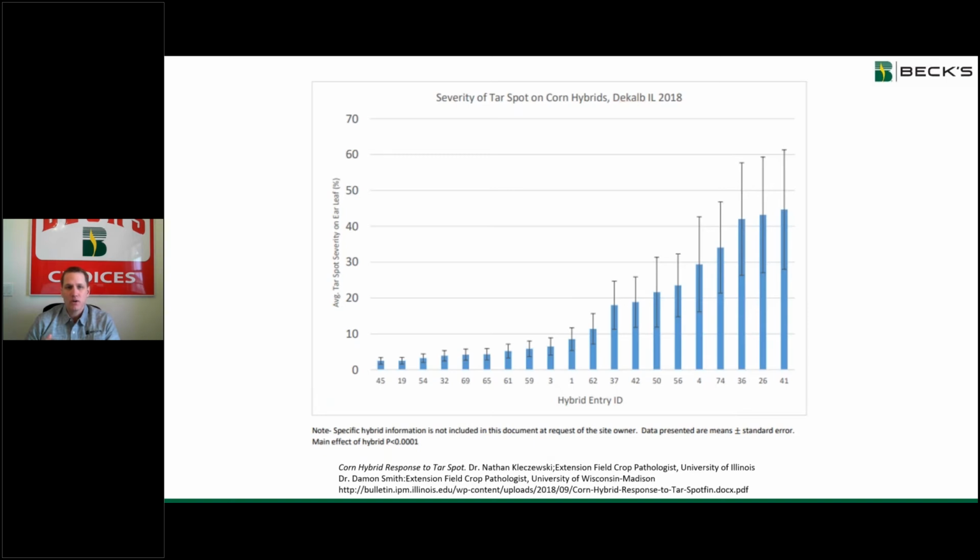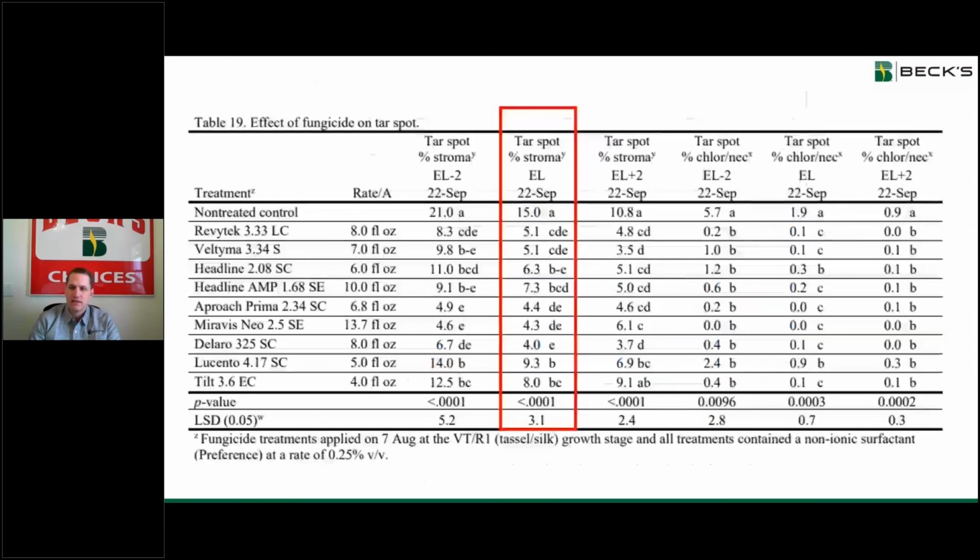Just know there is no genetic resistance currently in our hybrid lineups in the United States. So we're not going to have full-blown resistance. We're not going to have a bulletproof plan, but hybrid selection makes a huge difference in the severity of tar spot. The other thing that makes a difference is a fungicide application on tar spot. From this university trial, what I want you to focus on is in the red box there. It's the percent tar spot on the ear leaf, EL is ear leaf, on September 22nd.